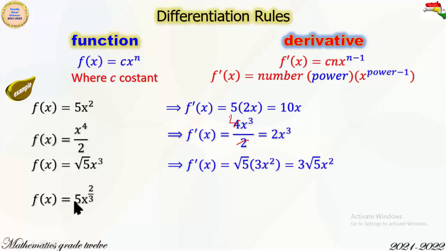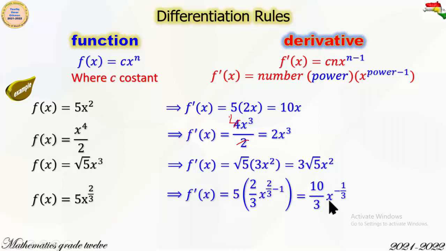F of x is equal 5x to the power 2 over 3. F prime of x, write 5, then take the derivative of x to the power 2 over 3, or write 2 over 3, then x to the power 2 over 3 minus 1. 5 times 2 is 10 over 3, x to the power. Here 2 over 3 minus 1 is equal, to find this one, the denominator of 1 is 1, multiply 3 times 1, which equals 3.